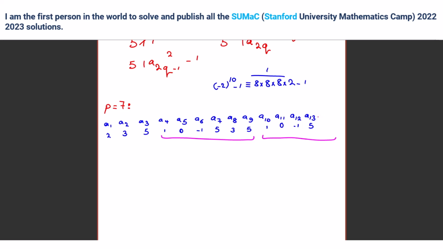And A14. Okay, now let's check, because the length is 1, 2, 3, 4, 5, 6. So we should check A14 and A15 first to make sure. A14 is what?